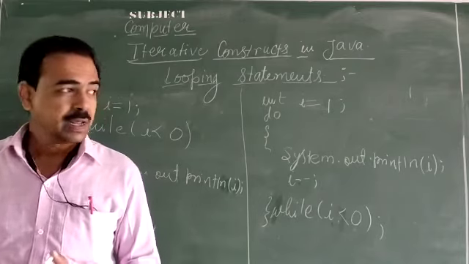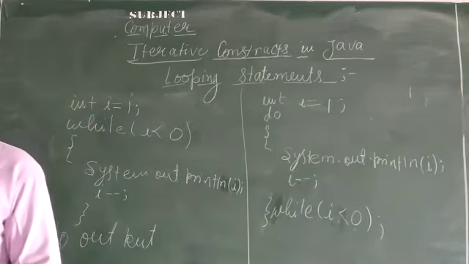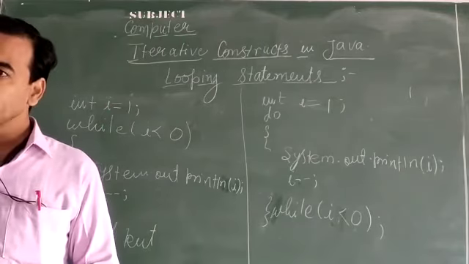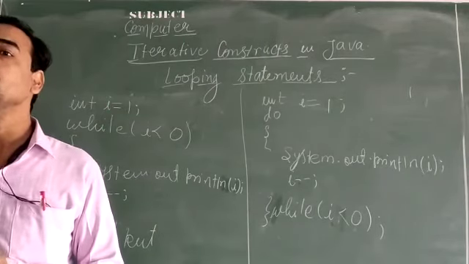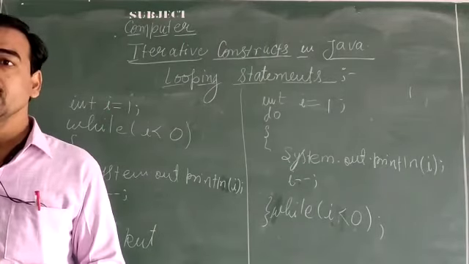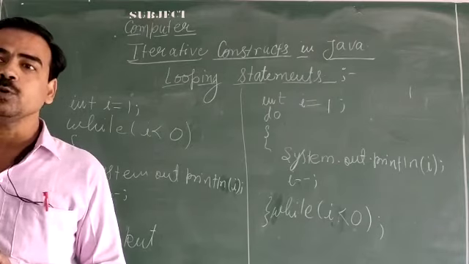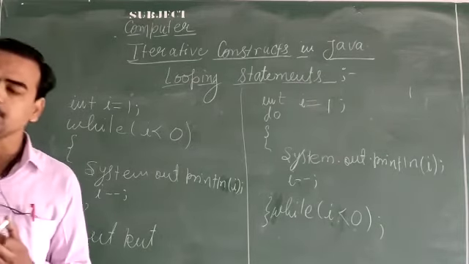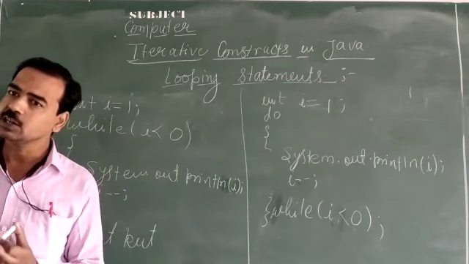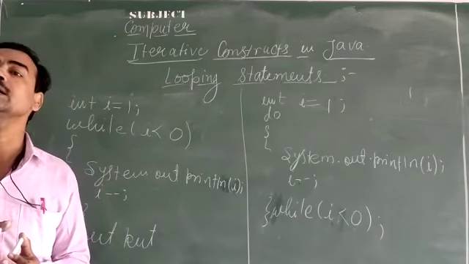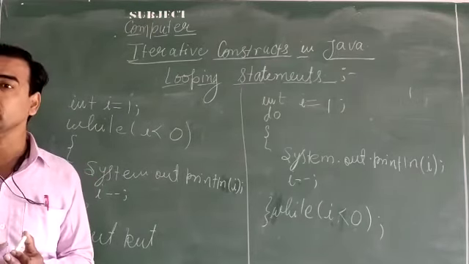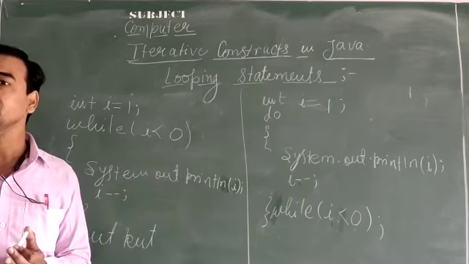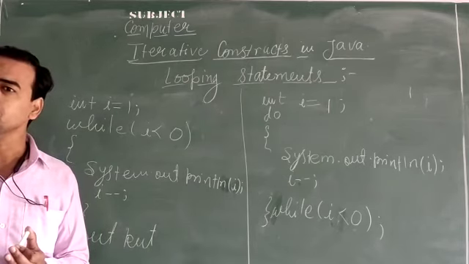In entry control loop, if the condition is false at first iteration, then loop body will not be executed. But in exit control loop, if the condition is false at first time, then still the loop body will be executed at least once.